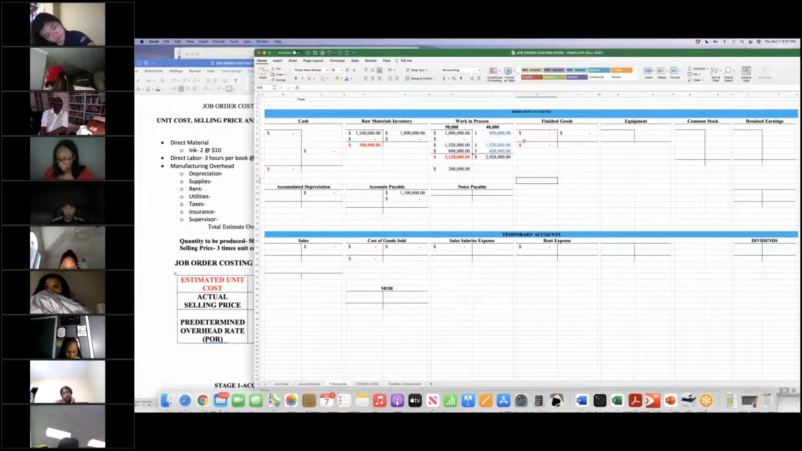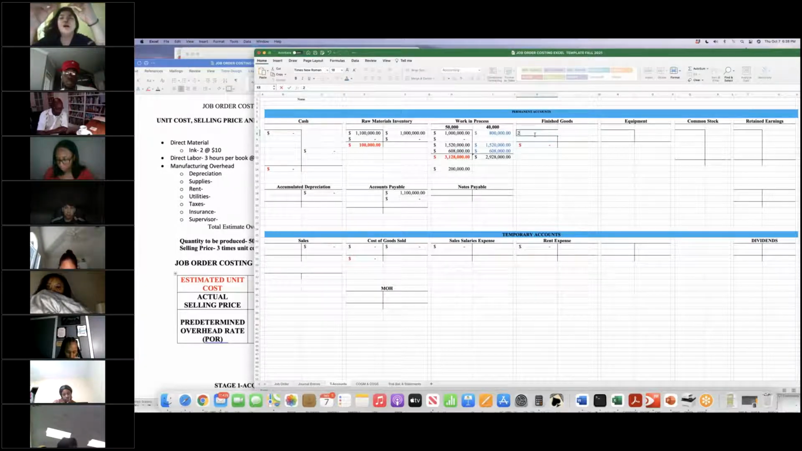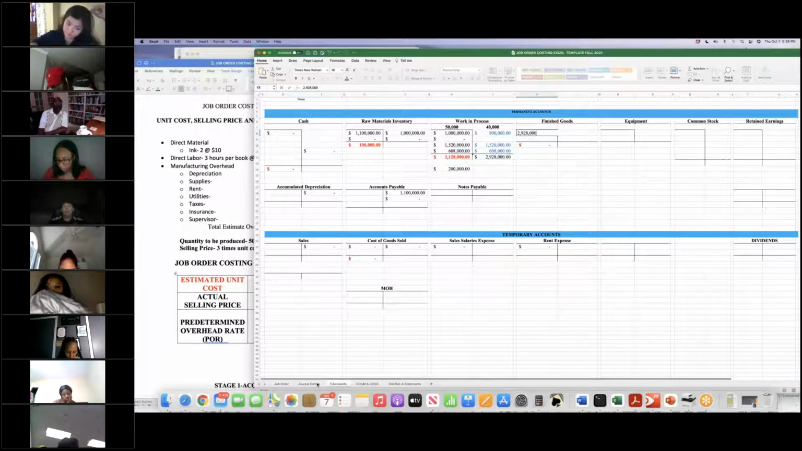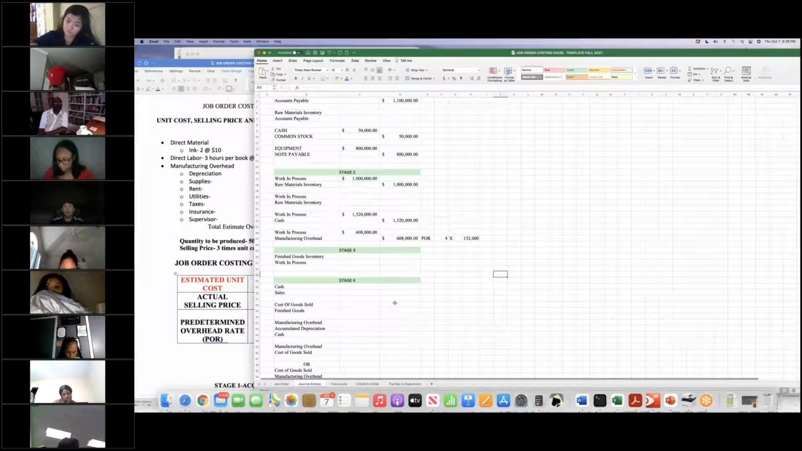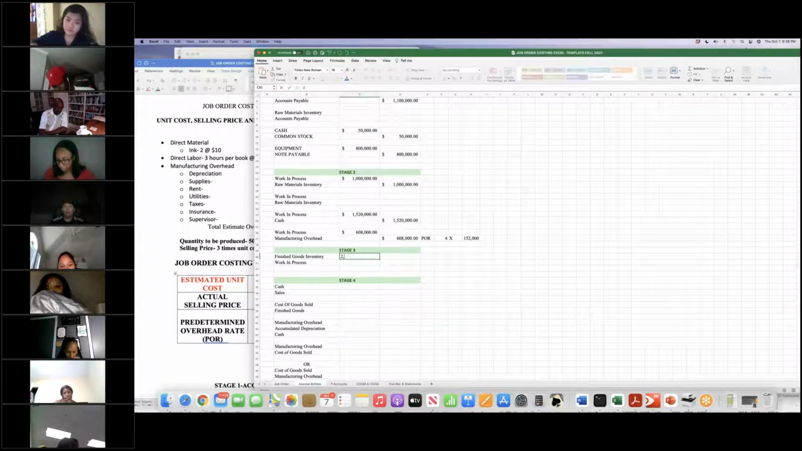Okay. So we just make the journal entry. I just showed you how we got it. And so now coming into finished goods is going to be 2,928,000. So we go back to our journal entries. So we're going to debit finished goods and credit work in process for 2,928,000.